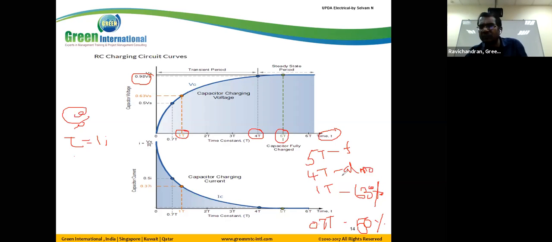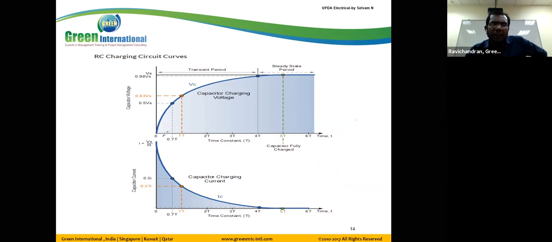There is no need to memorize this formula. Just remember 5t is fully charged. That's all. The rest of the equations, by substituting the value in the equation, we get that 63% and 50%. There is no need to memorize these values.